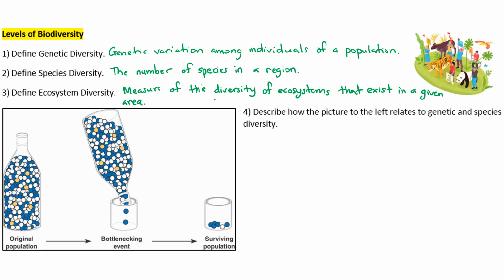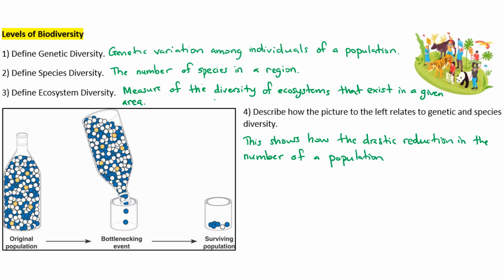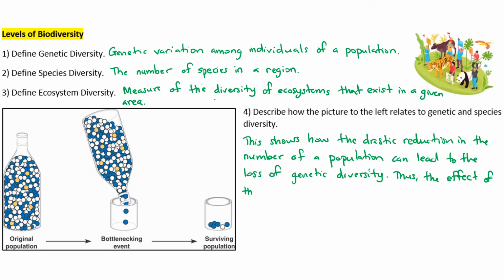Number 4, describe how the picture to the left relates to genetic and species diversity. So this shows how the drastic reduction in the number of a population can lead to the loss of genetic diversity. Thus, the effect of the bottleneck effect.